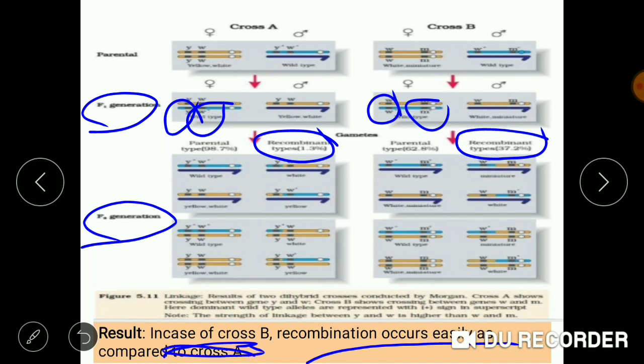Why? Because the genes in cross A are closely related, so the chances of recombination become less. The chances of crossing over, of separating the genes during crossing over, become less. While in cross B, since the genes are distantly located, the crossing over, the genes getting transferred during crossing over, increases, and the chances of recombination also increase.